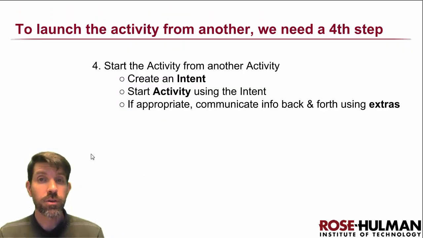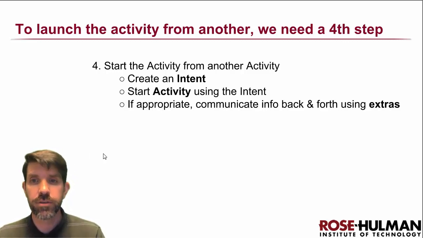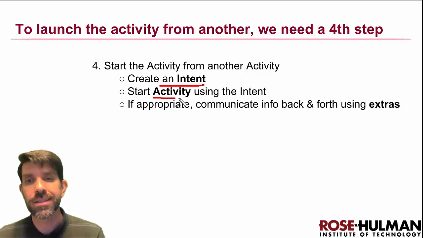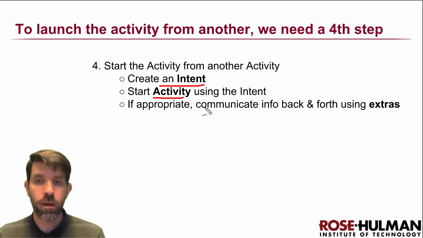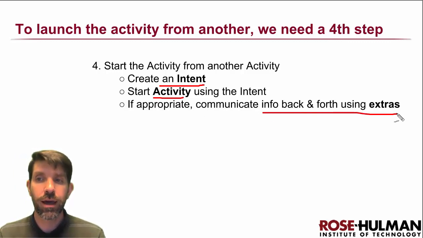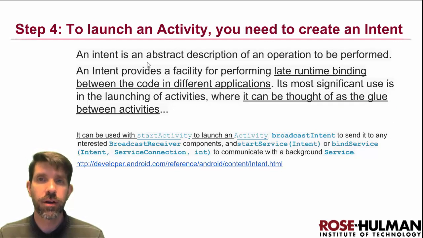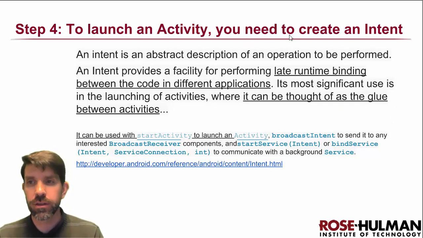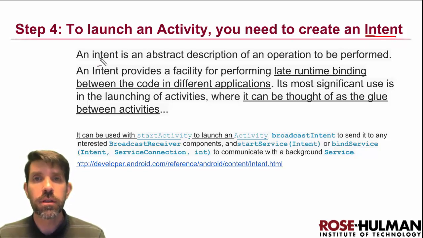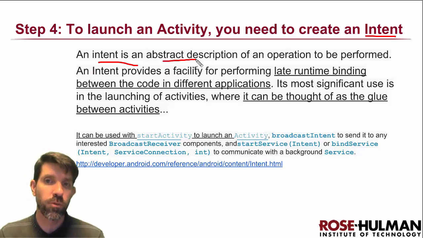All right. So we said that the activity wizard did three things for us. There's actually a fourth step if you want to launch the activity from another activity, and that's to create what's called an intent and start an activity using that intent. And then later on, we'll see that we can actually add extras to the intent to pass information back and forth between activities. Right. So a little bit more about this right here, activities and intents. So we mentioned that you need to create an intent. So the documentation here says that an intent is basically an abstract description of some operation that we want to perform, right?